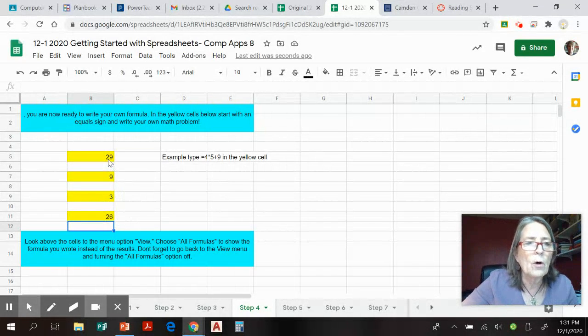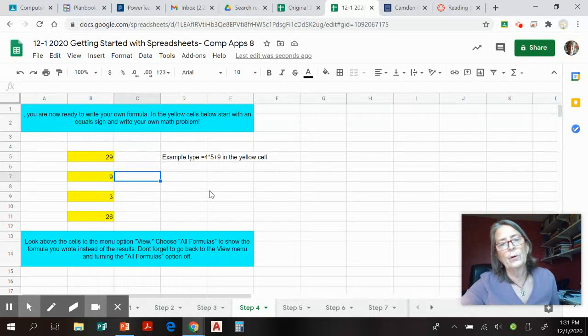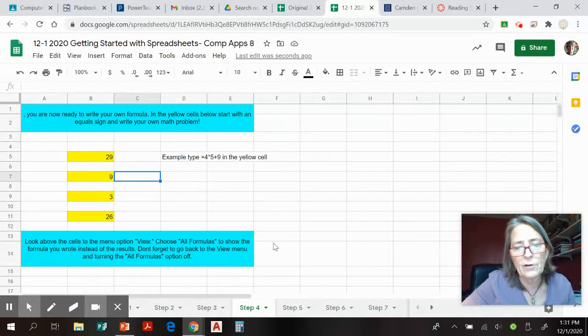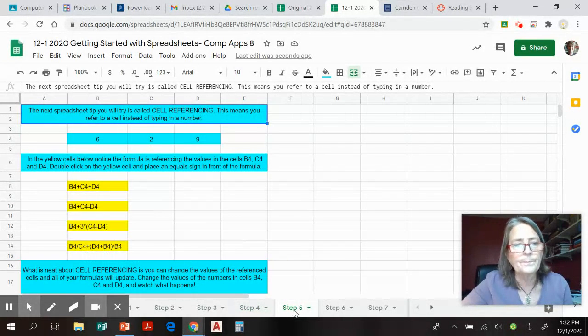Now, you can also add cells. I could say whatever is in cell C5 plus whatever is in cell C7, and that's what we're going to do on step 5. So let's go down to step 5, pick on that tab, and this is called cell referencing. This means instead of typing in a number, we're going to type in a specific cell. So let's take a look at these cells right here.